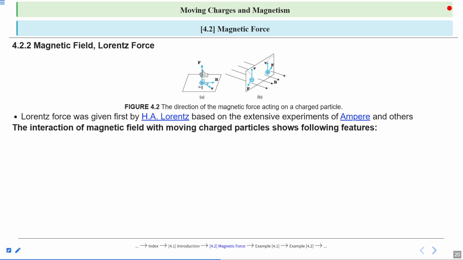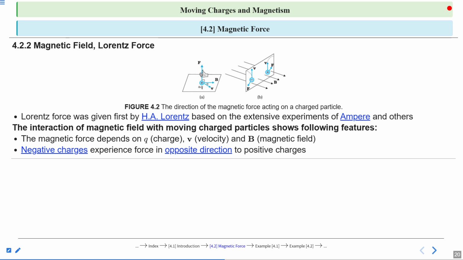So the interaction of magnetic field with moving charged particles shows the following features. The magnetic force depends on Q, V and B. We have seen what the magnetic force is: Q, V cross B. So the magnetic force depends upon the charge, the velocity of the charged particle, and the strength of the magnetic field.